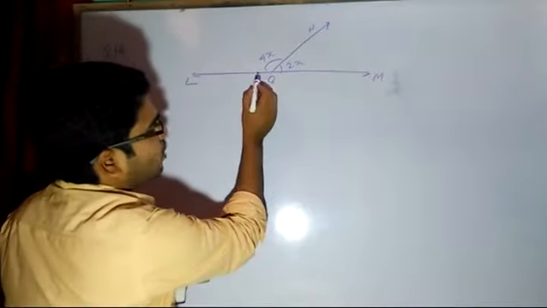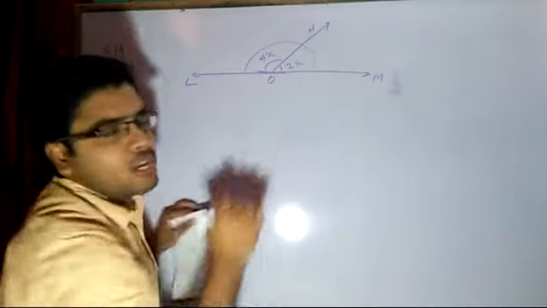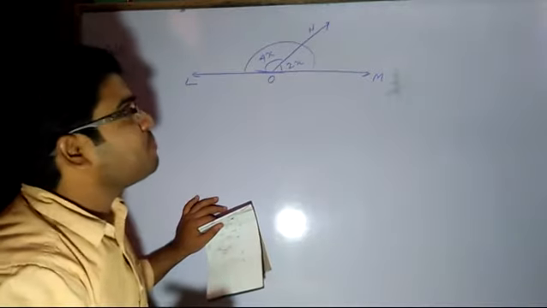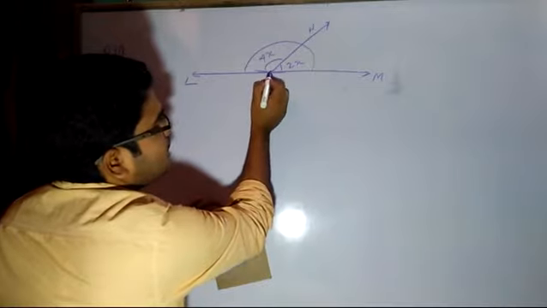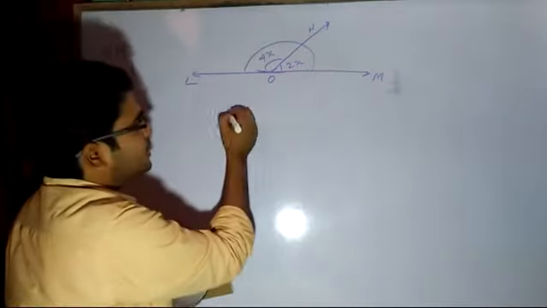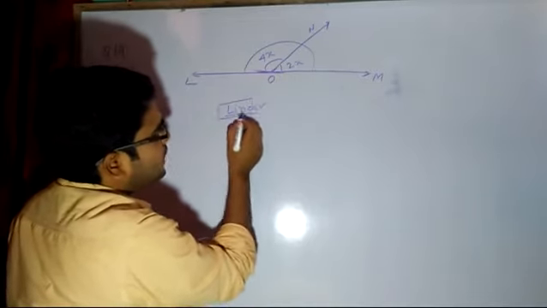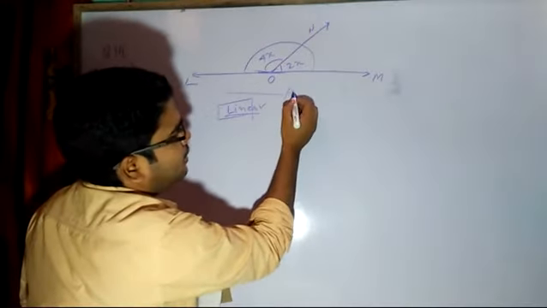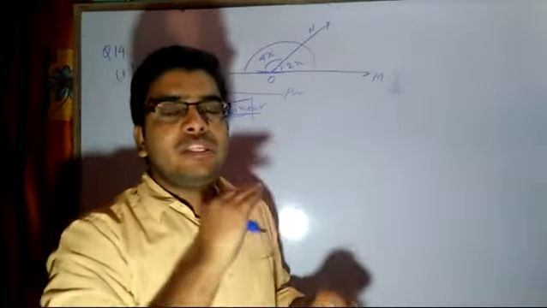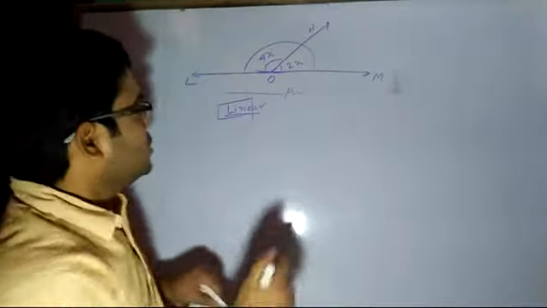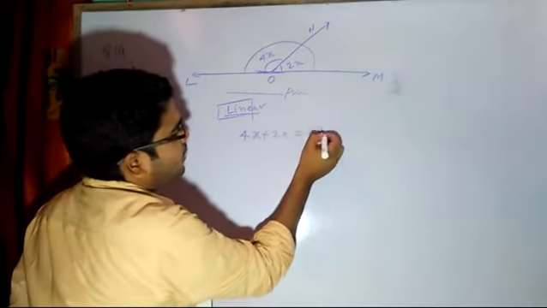As you can see, it is forming a straight line, so the sum of all the angles will be equal to 180 degrees. That is a straight line angle. This type of angle is also called a linear pair. Linear means line, a single line pair. There are two angles forming one pair, in one line. So we can say 4x plus 2x is equal to 180 degrees.